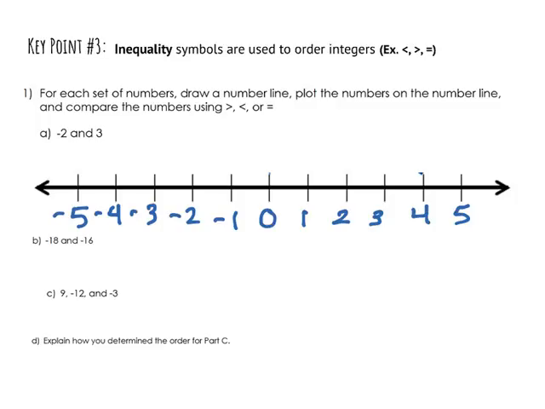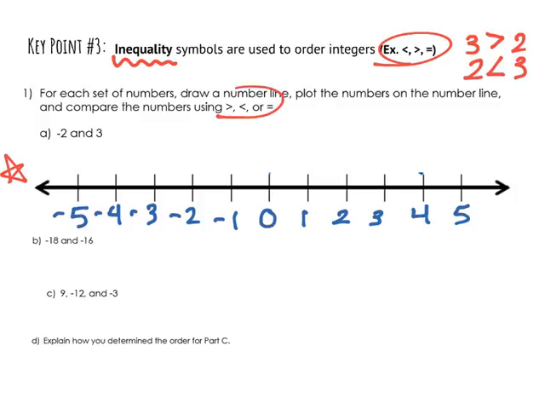One way that we can compare integers while still using a number line to help us is using inequality symbols. So to refresh our memory, inequality symbols are greater than, less than, or equal to. So for example, 3 is greater than 2, but 2 is less than 3. So for part 1, it says for each set of numbers, draw a number line, which I already provided for us, plot the numbers on the number line, and compare them using these inequality symbols.